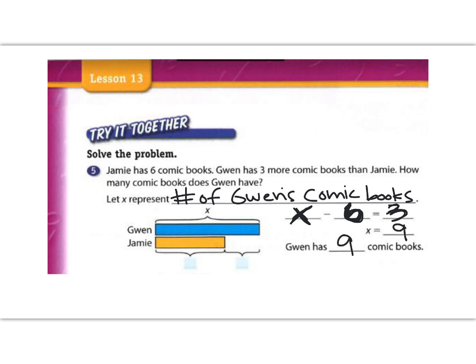So Gwen has 9 comic books, because if Jamie had 6, then she has 3 more. 6 plus 3 equals 9. So then we would do 9 minus 6 equals 3.